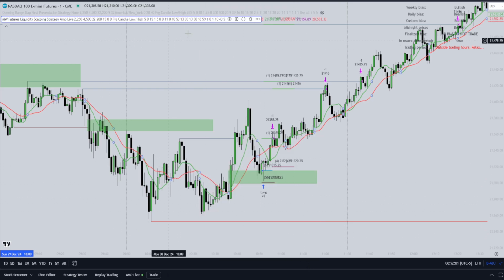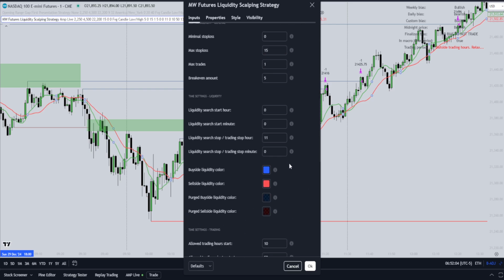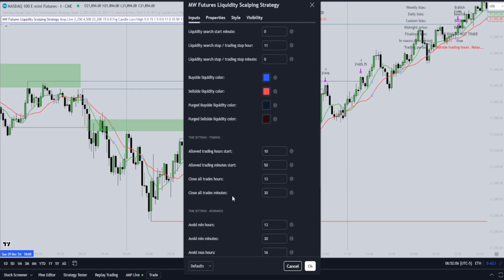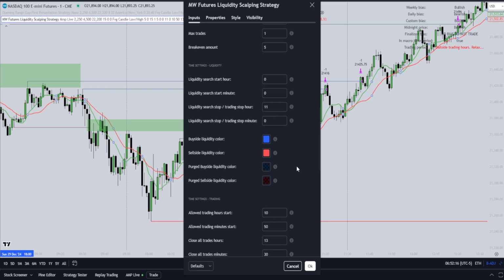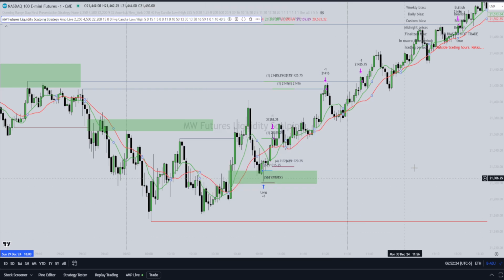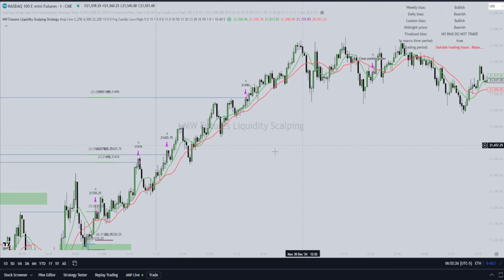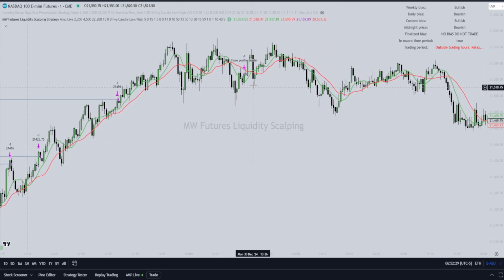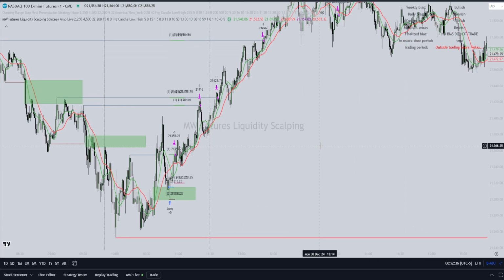Now another setting will be introduced, which is the close all trades hours and all trade minutes. So let's have a look at what the tooltip says. What hour should we close all our open trades? So I already introduced the time of when we should stop trading and when we should start trading. Currently, the close all hours has been set to 1:30 p.m. Why is it set to default of 1:30 p.m.?